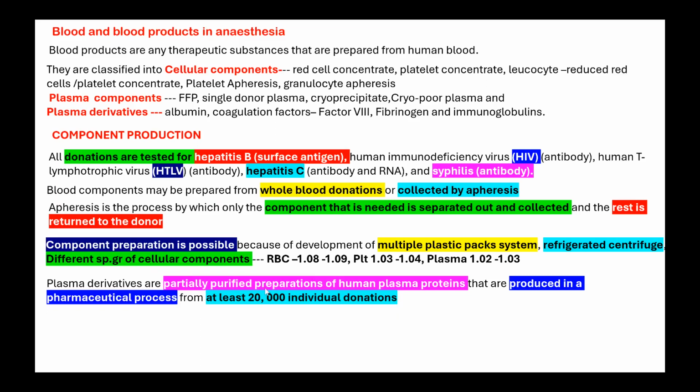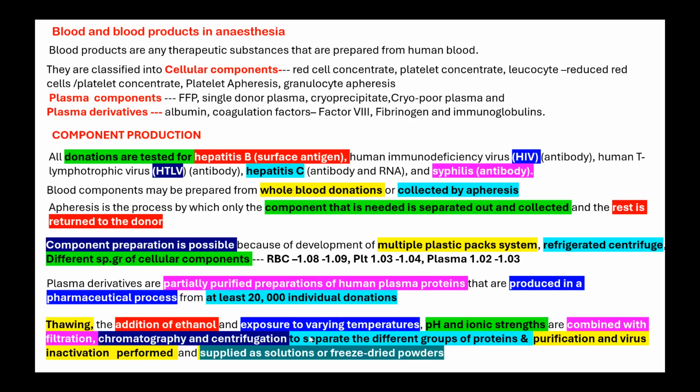And plasma derivatives are partially purified preparations of human plasma proteins, produced in a pharmaceutical process. That is why the word blood products also is acceptable, and at least 20,000 individual donations are required for manufacturing your albumin or globulin and other products. And thawing, that is, once the things are cooled and made into a solidified form by deep freezing, when you want to use that, you have to make it into liquid again. So you heat it up and make it into a liquid, which is the process called thawing.